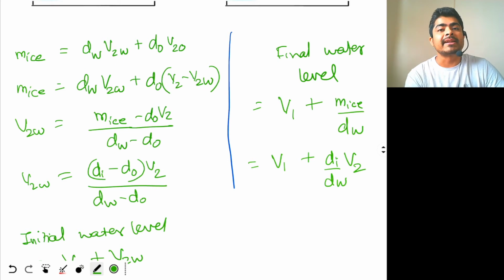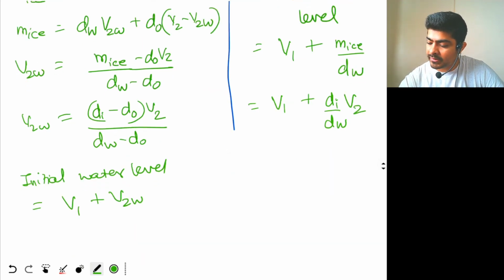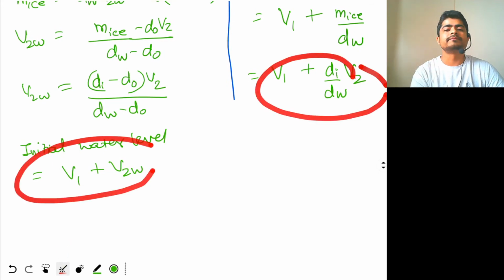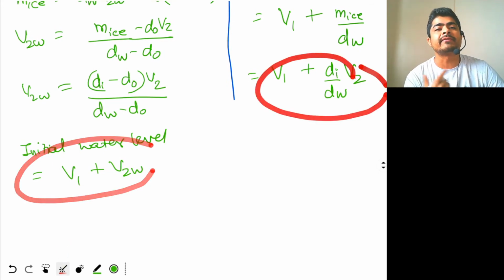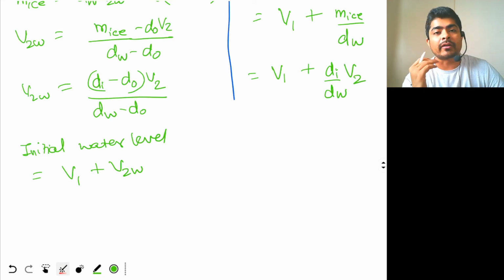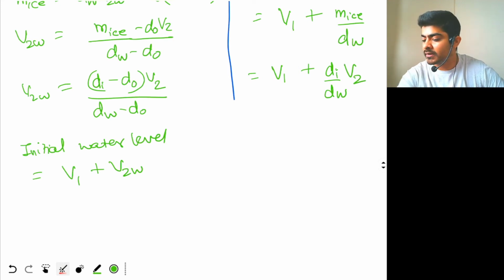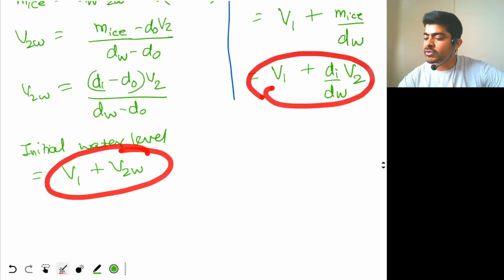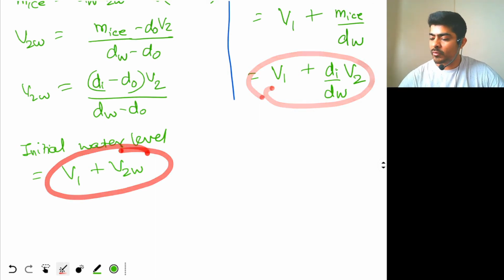V2 is the volume of ice, the initial volume of ice. Correct. So now we just need to compare these two. We need to see which one is greater and which one is smaller, so that we can know whether the final water level has risen or fallen. So we need to compare which of them is greater or smaller.